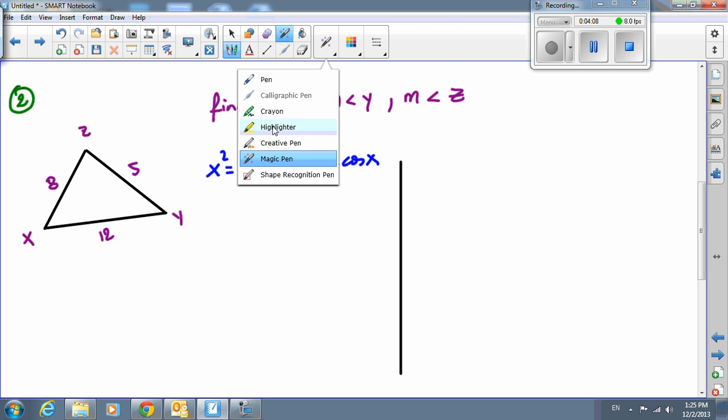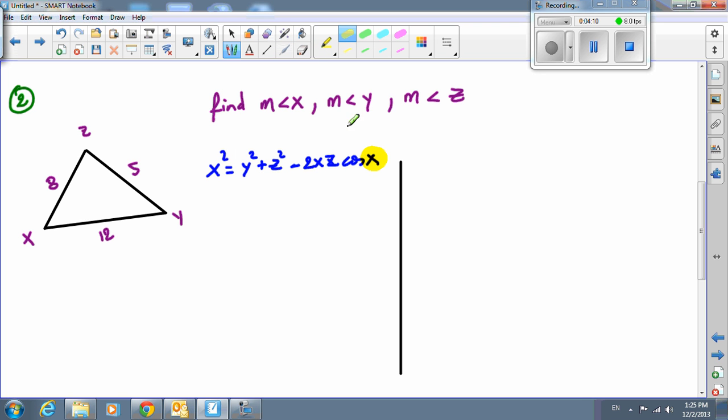Let me go ahead and show you. This X here is my angle. It's the same thing as this angle, the same thing as this that I'm looking for. All right, let's go back and continue.